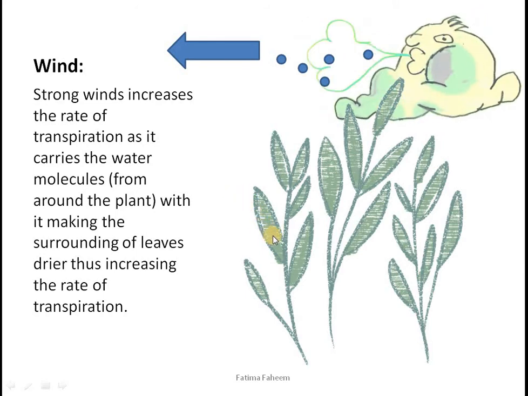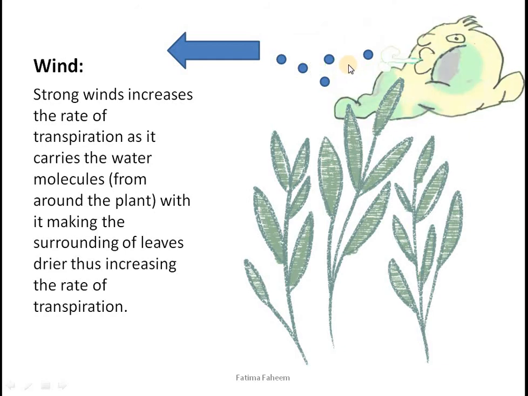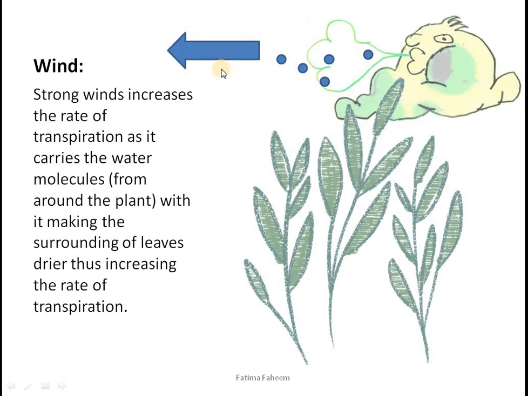You know that water moves from higher water potential to lower water potential. Here the water molecules would diffuse out from the stomata because the outside environment is quite dry compared to the inside of the leaves. It is caused by strong winds which would cause the water molecules transpired by the plant to be carried away. So the environment next to the plant would be very dry, leading to more transpiration.